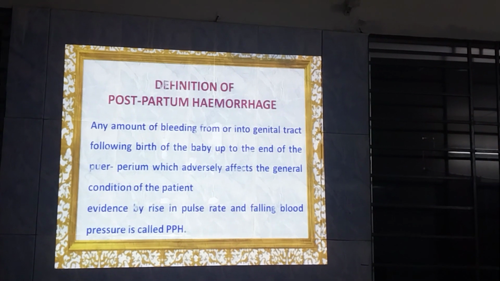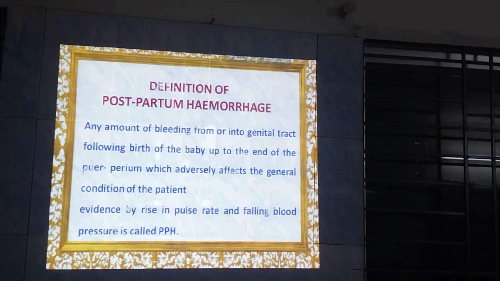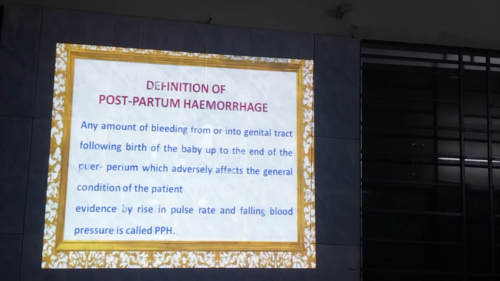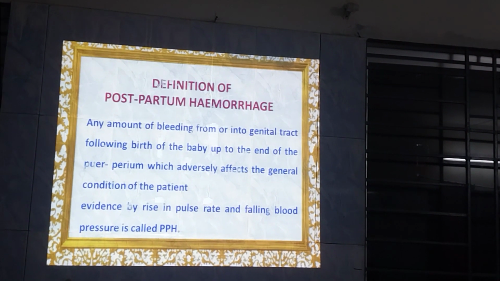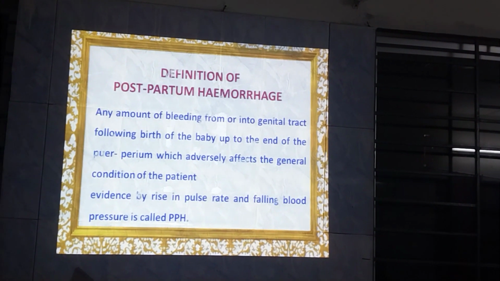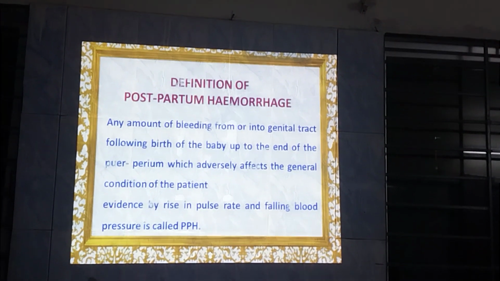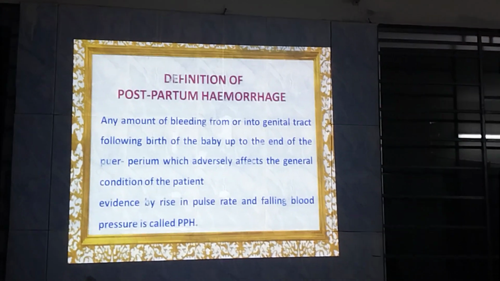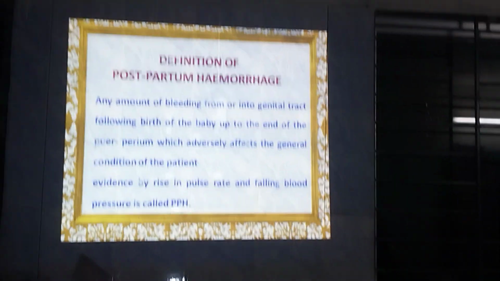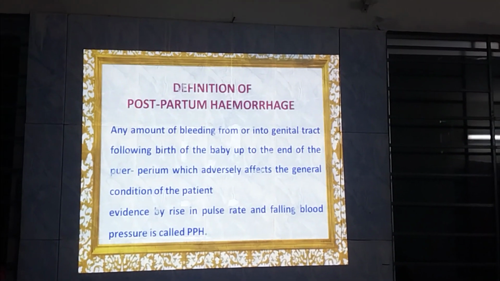Definition of postpartum hemorrhage: any amount of bleeding from or into the genital tract following birth of the baby up to the end of the puerperium, which adversely affects the general condition of the patient, evidenced by rise in pulse rate and falling blood pressure, is called PPH.